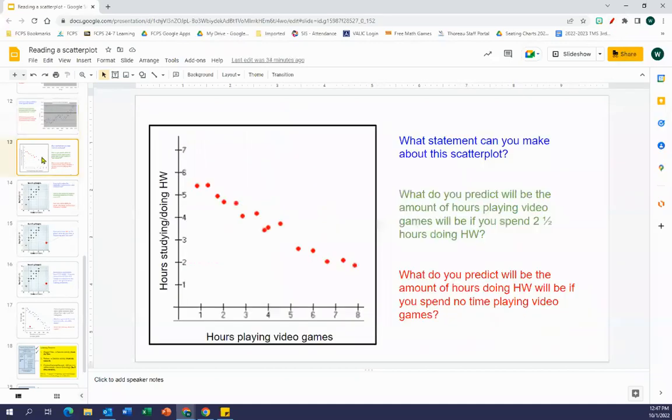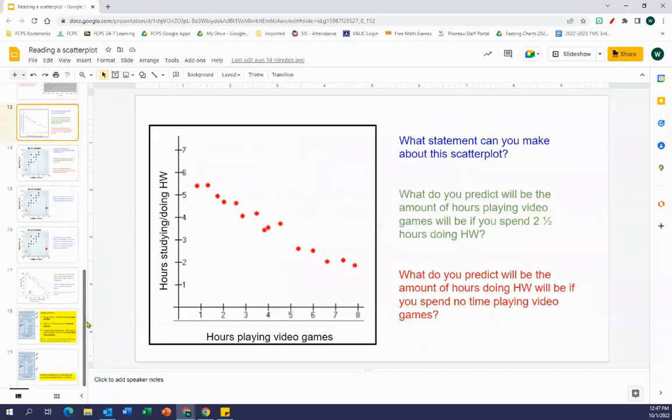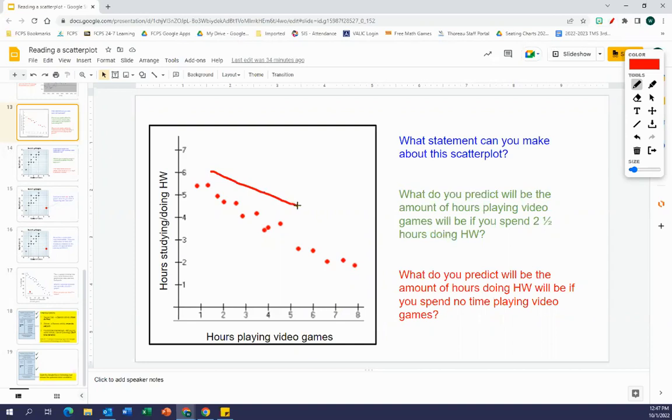All right, so let's get out of global warming. Let's talk about this graph. On the x-axis, you'll see I have the hours playing a video game. And on the y-axis, the hours I've spent studying or doing my homework. What correlation do you think this one has? I see these dots going down. So I might say this has a negative correlation. What statement can I make about it?